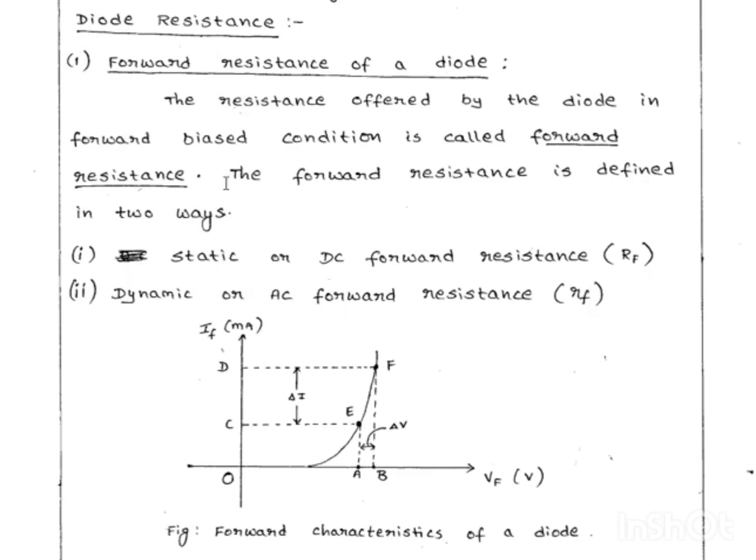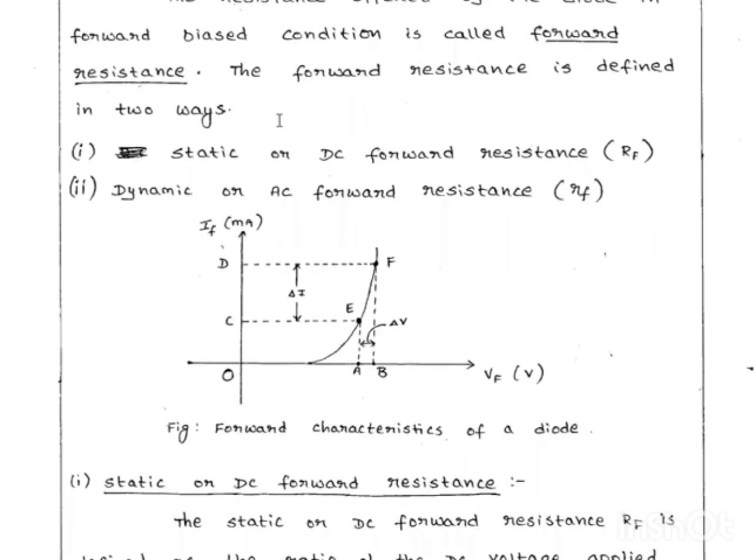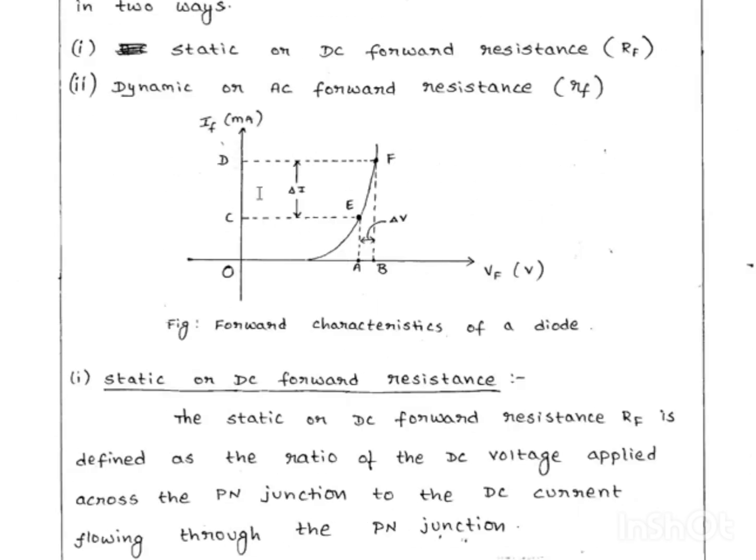Forward resistance. The forward resistance is defined in two ways: static or DC forward resistance, capital RF, and dynamic or AC forward resistance, that is small RF. You can find this graph of VI characteristics in forward bias. This is a change in voltage from A to B, and for this change, the current change will be like this from C to D. E and F are any 2 points on the graph. O is the origin. Here my current in the diode will be in milliamps, that is 10 power minus 3 amps approximately in that unit.